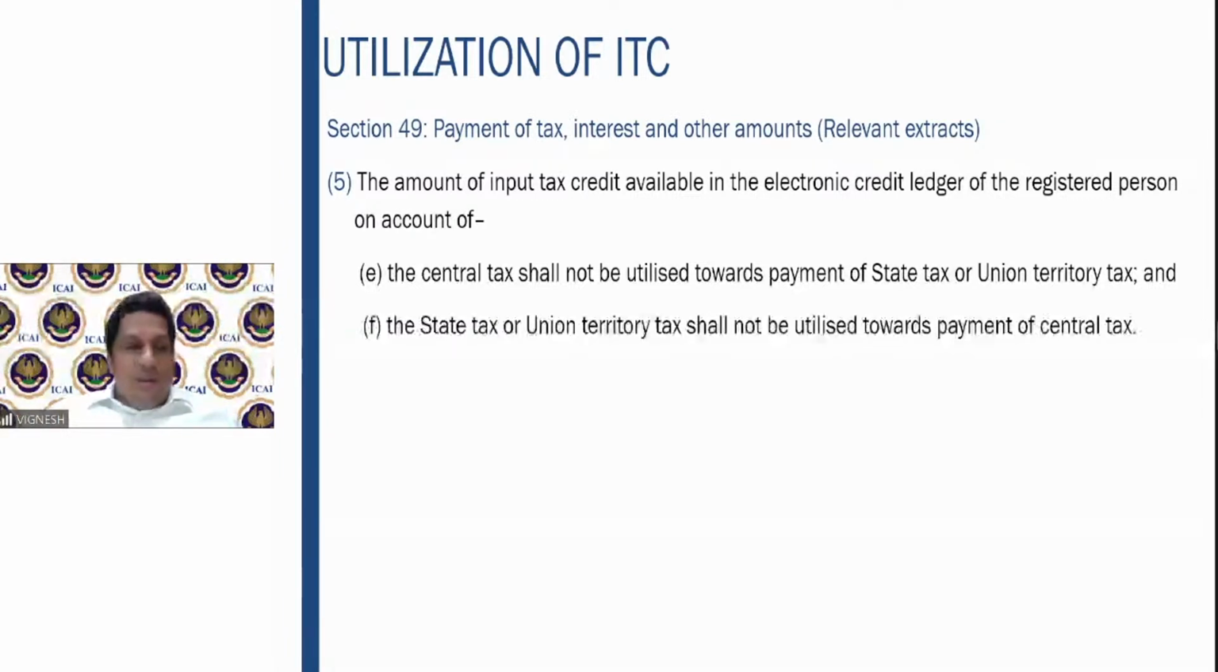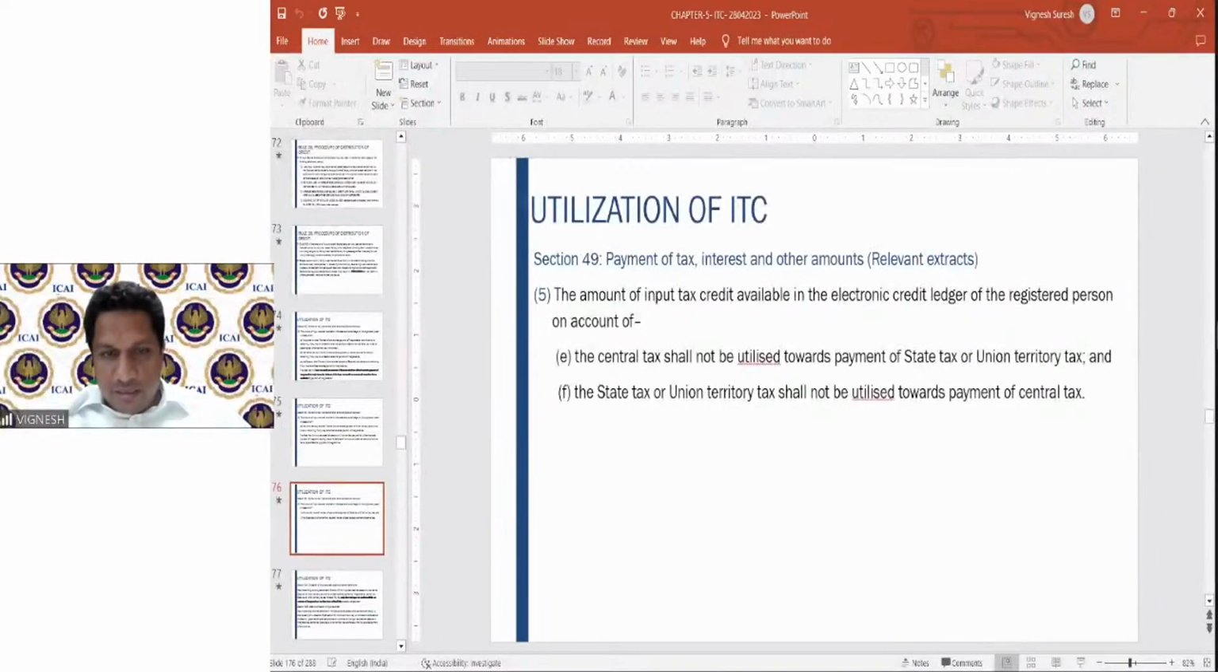Then we look at the restriction which is there. That means the amount of ITC available in the electronic credit ledger of the registered person of the central tax shall not be utilized for payment of state tax or union territory tax. And similarly, the state tax credit will not be utilized for the payment of central tax. This I told you in the very first class. I hope all of you are attending now. I've already listened to my first class. Okay, all this you will get, you'll remember that.